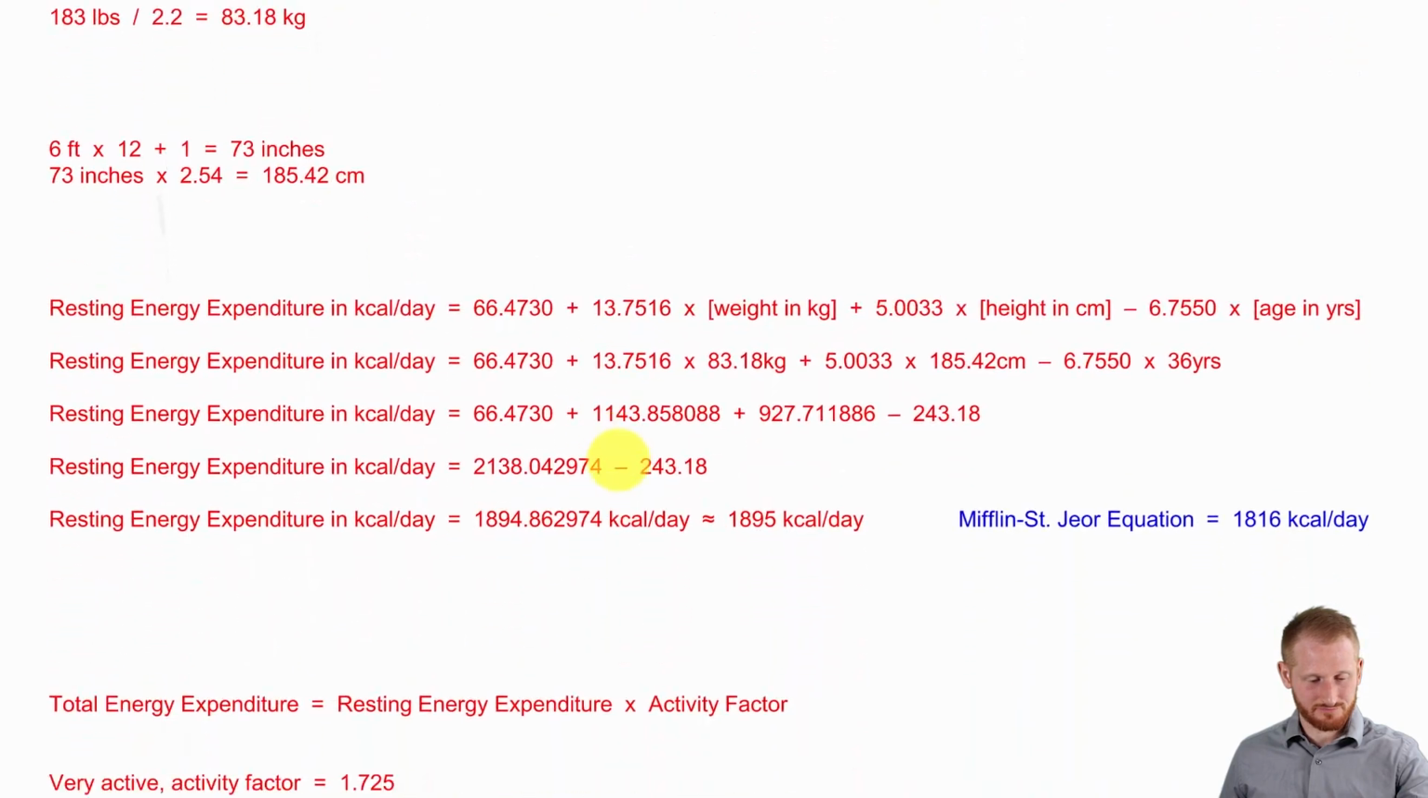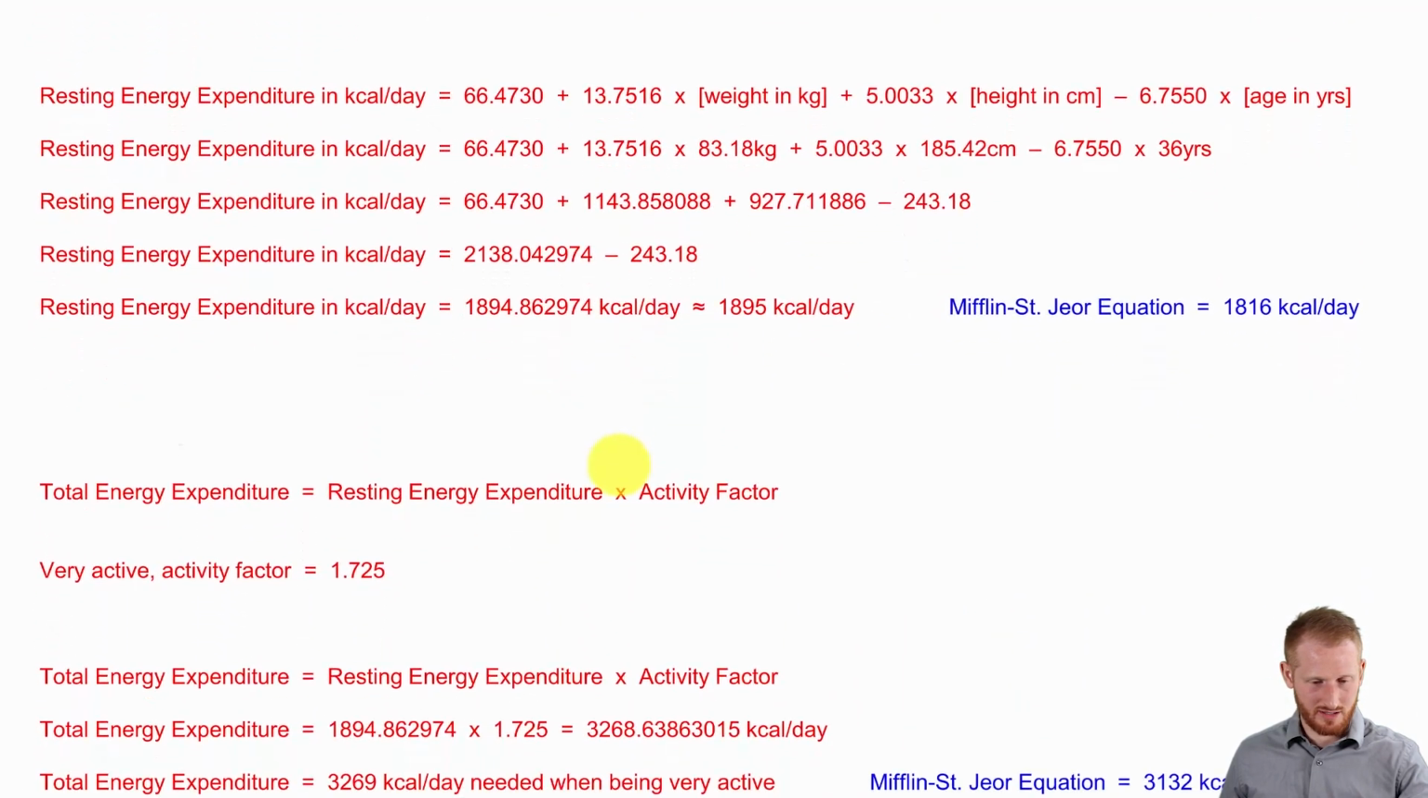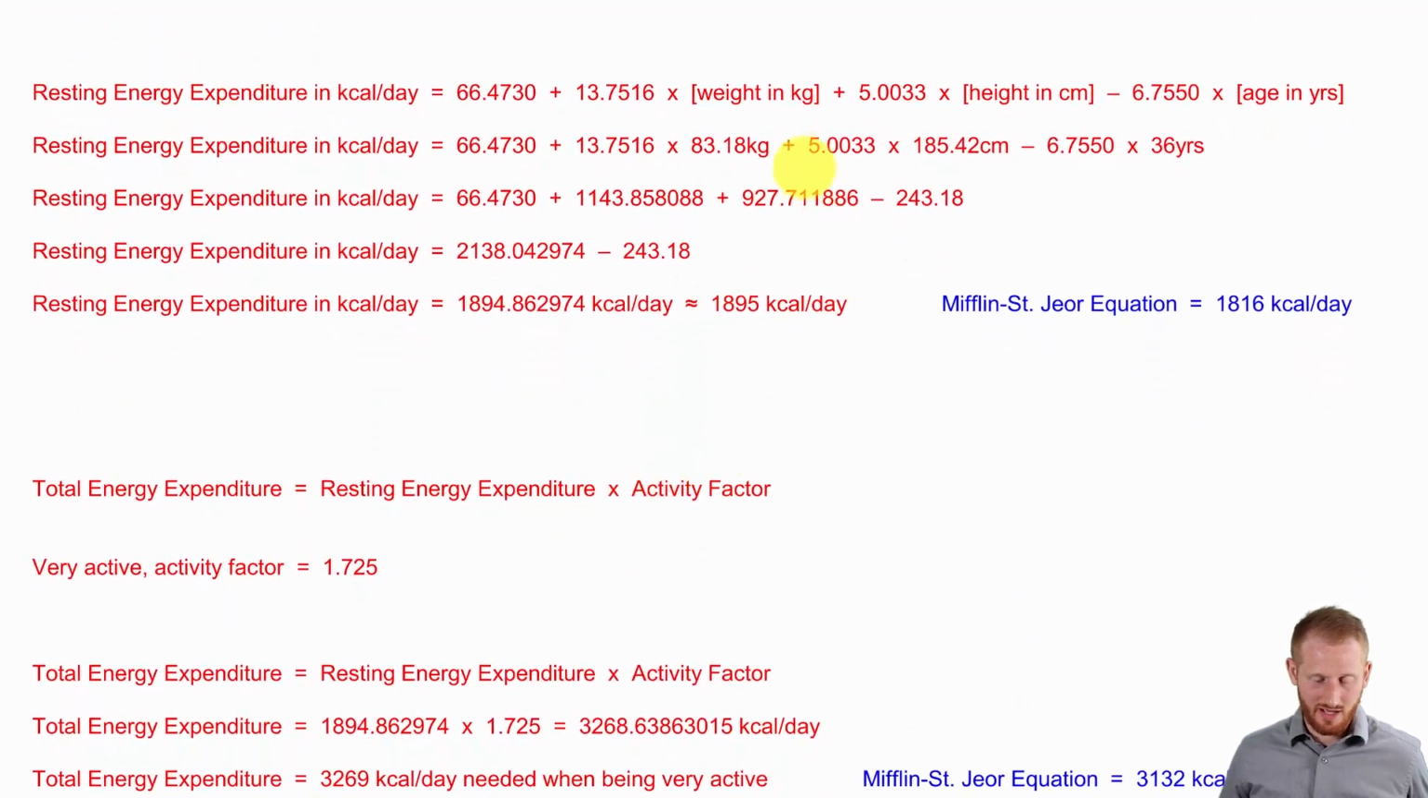All right, so let's move on from there. Here's that equation again, just copy and pasted. Here is that same equation filled in with his values. So we put his weight here, the 83 kilograms. We put his height here, the 185 centimeters. And we put his age here, the 36 years.